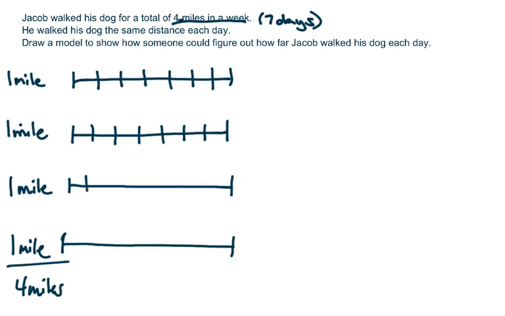Breaking each one into 7 pieces. We're going to pretend they're even. And let's pretend on Monday, so I broke them into 7 pieces, 7 days. So on Monday, he's going to walk this far, 1 from each of those. Tuesday, same thing. 1 from each of those.